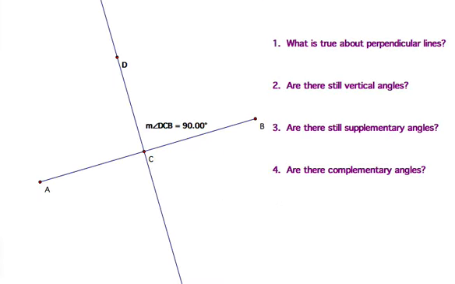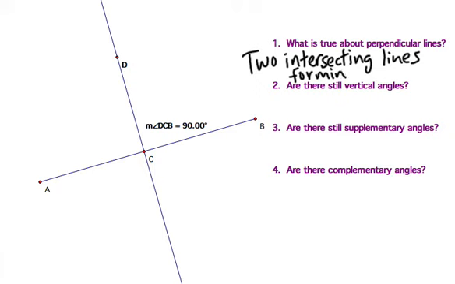All right, so perpendicular lines, we talked about parallel lines, now we have perpendicular lines, is 2 intersecting lines that form a right angle, okay? So 2 intersecting lines forming a right angle, okay? Are there still vertical angles?